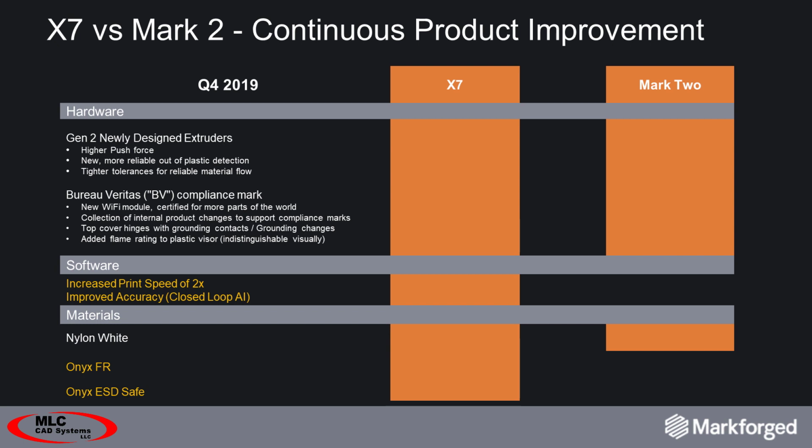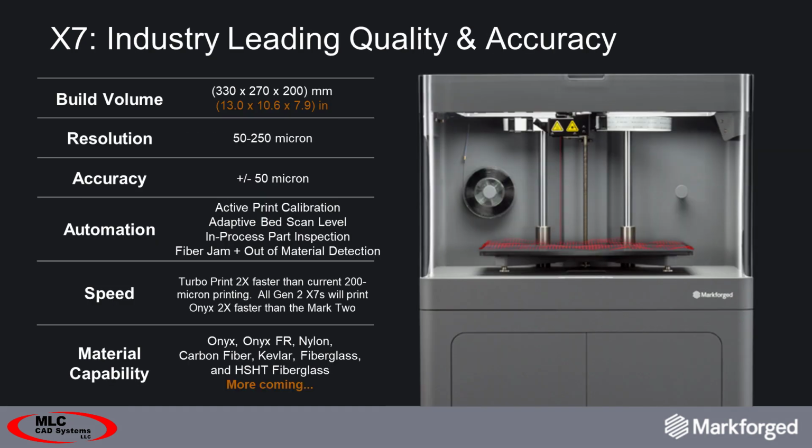So again, you have to ask yourself, in this example, increased print speed, improved accuracy with closed loop AI, additional materials that unlock new applications. Maybe these are not required capabilities today. Maybe they will be tomorrow. And other additional materials that are in the roadmap, those are all coming down and being delivered on our industrial composite platform.